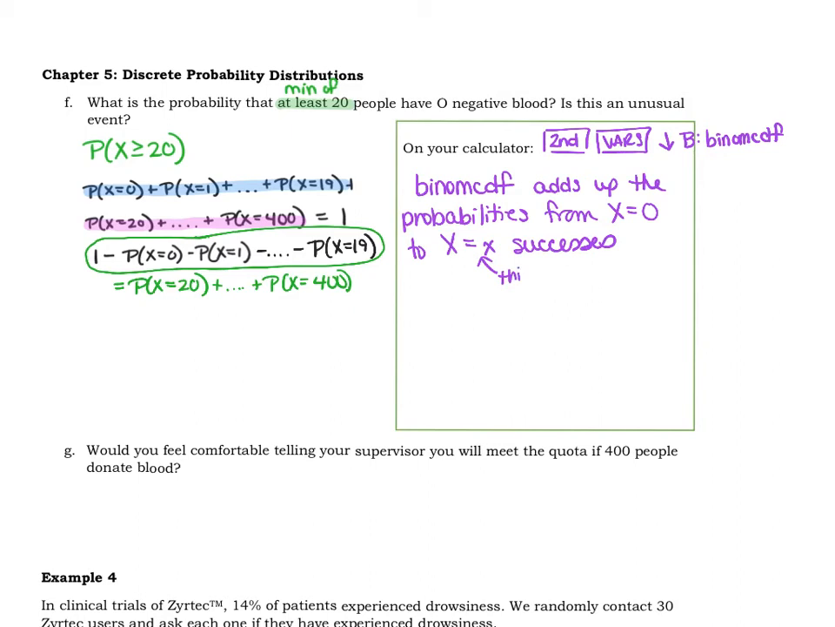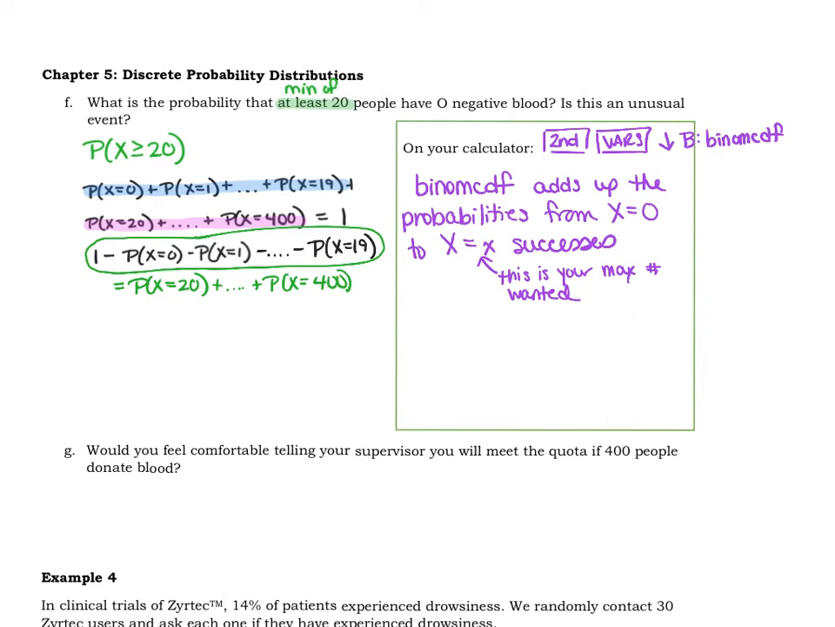From x equals 0 to x equals x, you define the limit of successes. So this is your maximum number that you want. Notice it always starts at 0. The only exception, those of you with TI Inspires, you'll find it's a little different. You can put in a min and a max. But for the 83, 84, it always starts at 0. So what we want to do is subtract out the probability that 0 to 19 people are O-negative donors. That will leave us with all the other scenarios, that 20 to 400 people are O-negative donors.